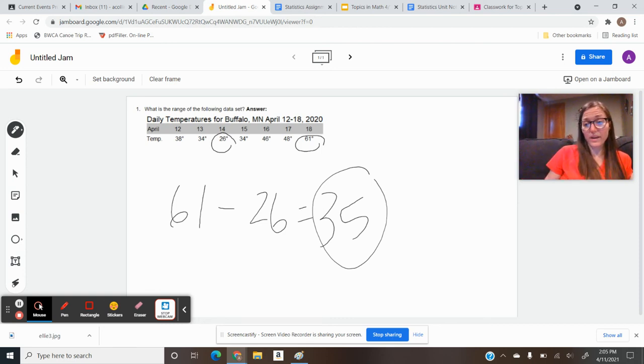You don't have to do any analyzing or anything like that. We're going to do that at the very end. Just go ahead and find the range for number 2, 3, 4, and 5. If you have any questions, feel free to ask.